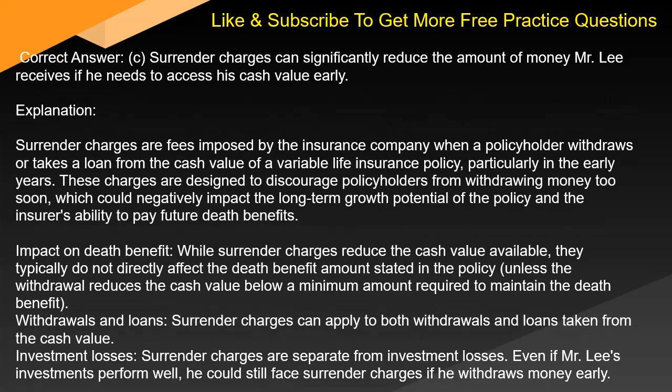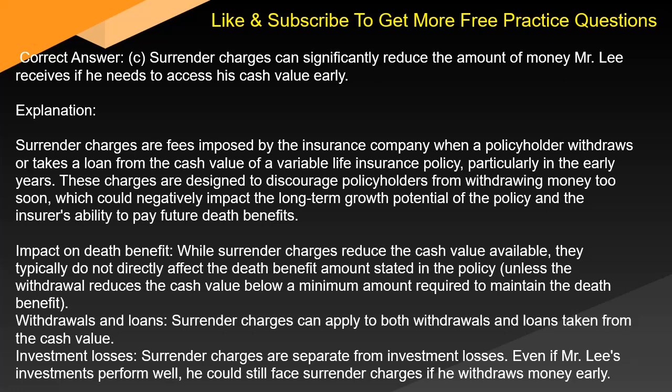Correct answer. C. Surrender charges can significantly reduce the amount of money Mr. Lee receives if he needs to access his cash value early. Explanation. Surrender charges are fees imposed by the insurance company when a policyholder withdraws or takes a loan from the cash value of a variable life insurance policy, particularly in the early years. These charges are designed to discourage policyholders from withdrawing money too soon, which could negatively impact the long-term growth potential of the policy and the insurer's ability to pay future death benefits.